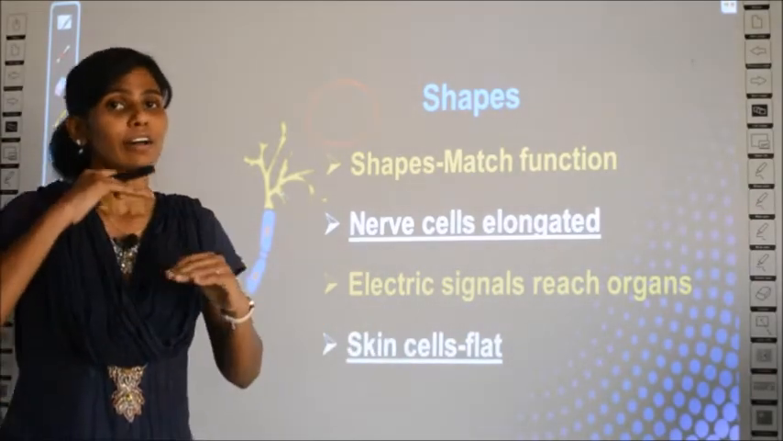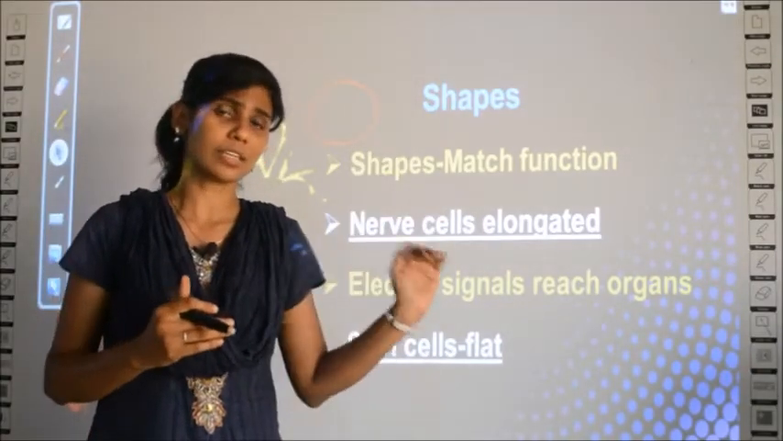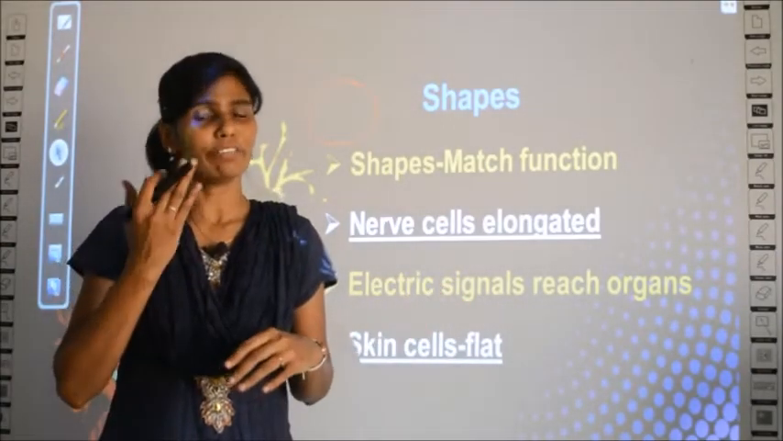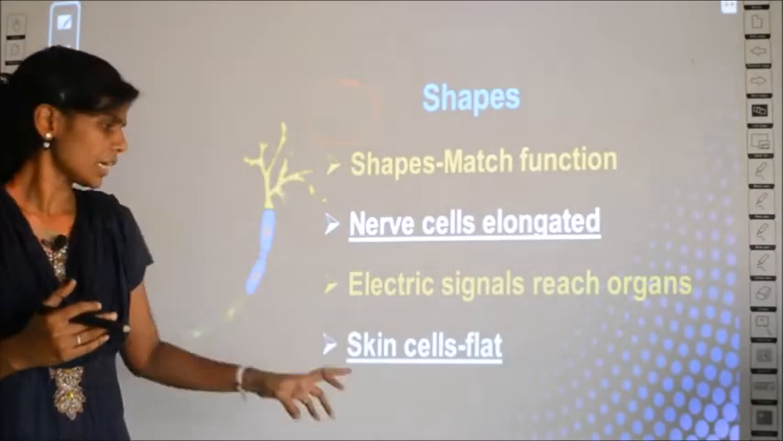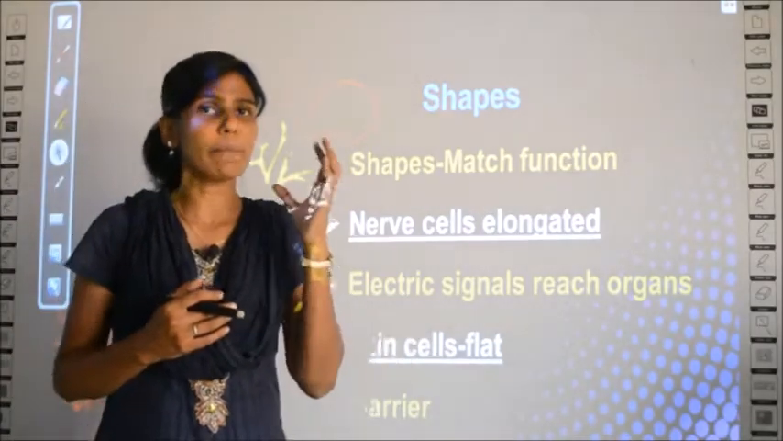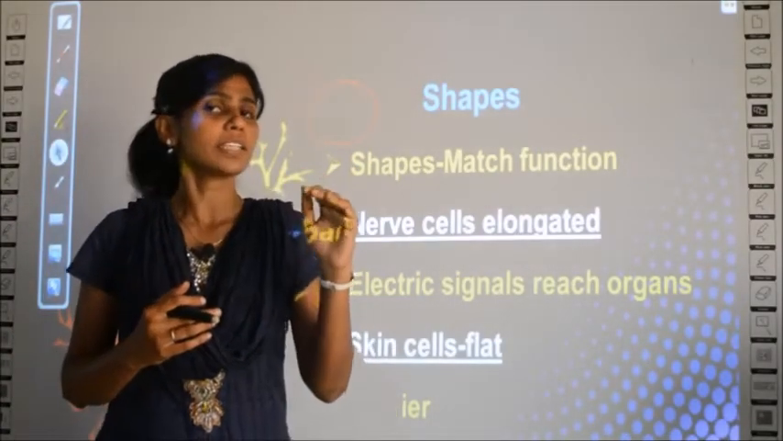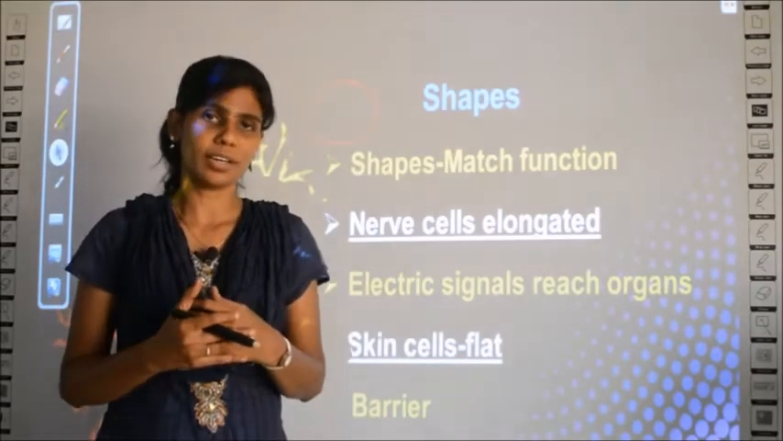Skin cells are flat in structure when compared to all other cells. The structure of the skin cells is different. How is it different? It is flat in nature. What is the advantage of a flat cell? The advantage is it acts as a barrier to protect the body from germs entering.